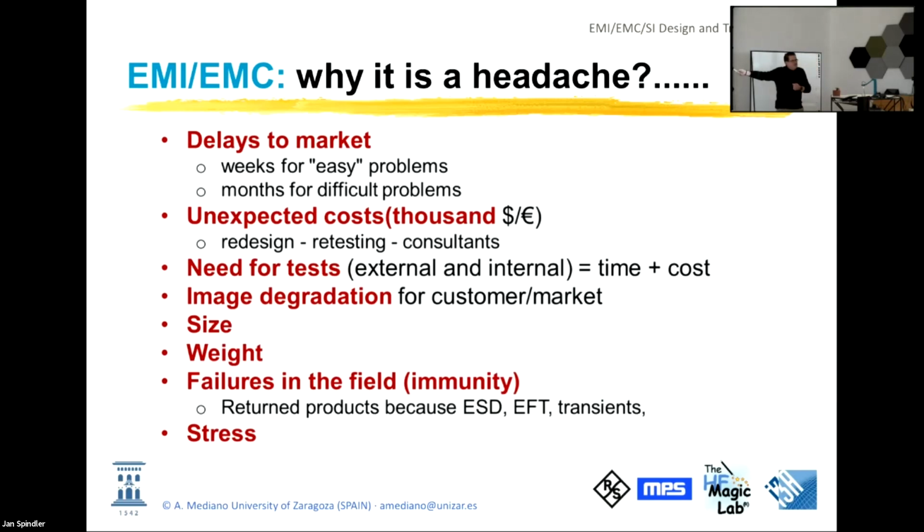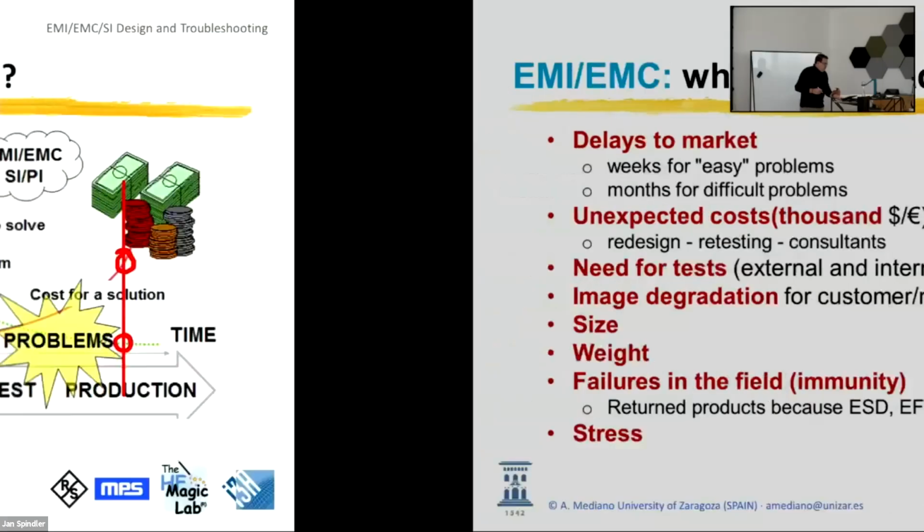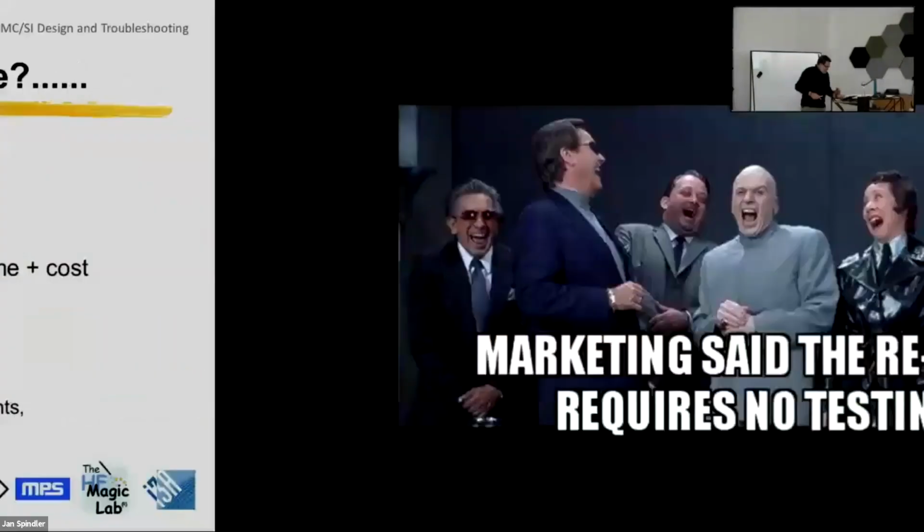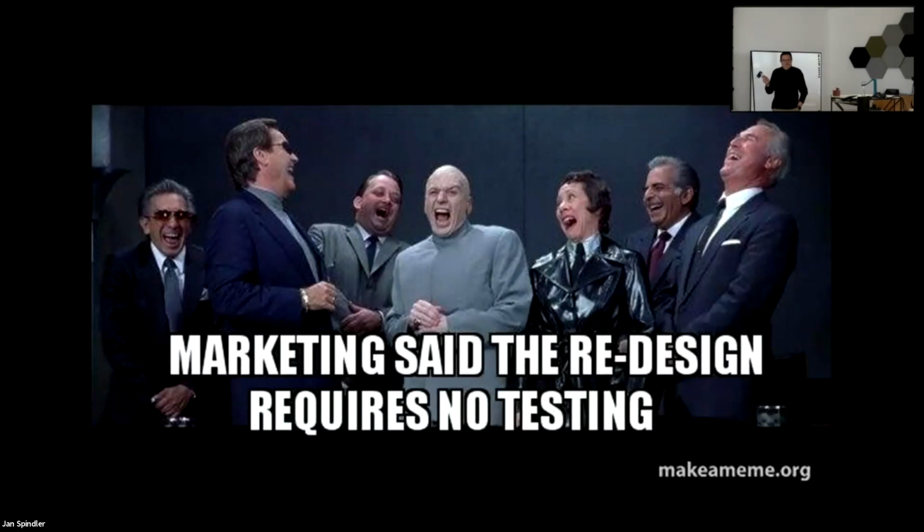Another important result, failures in the field, especially if you have not designed the circuit for immunity. So you will have units of the product coming back to the company from the customer because they are failing in ESD or transients in the power supply or something like that in the field. And finally, stress. When people are in this situation, in the area of production, they are very nervous, okay? Who has the responsibility? The EMC guy, okay? So remember, every time we do a redesign, we will need to retest. So it's not so easy to change things when you are in the process of finishing a product.